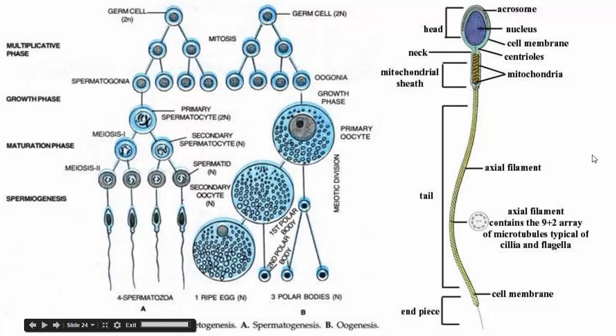The nutrients for these mitochondria come from the seminal fluids that are produced by the prostate gland and other glands that produce semen, because semen is a mixture of those specific sperm cells, but also other compounds that are needed to help nourish those sperm as they're making that journey. So that's the structure of the sperm cell.